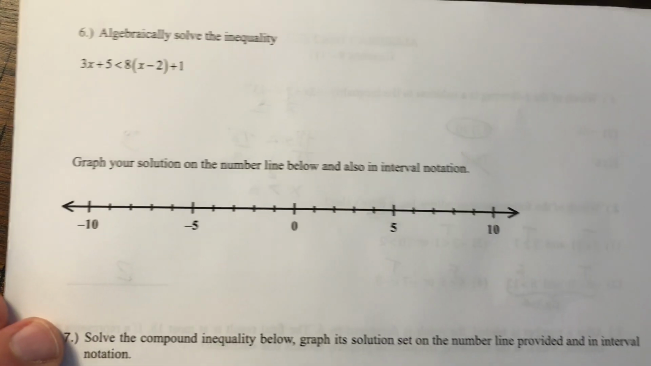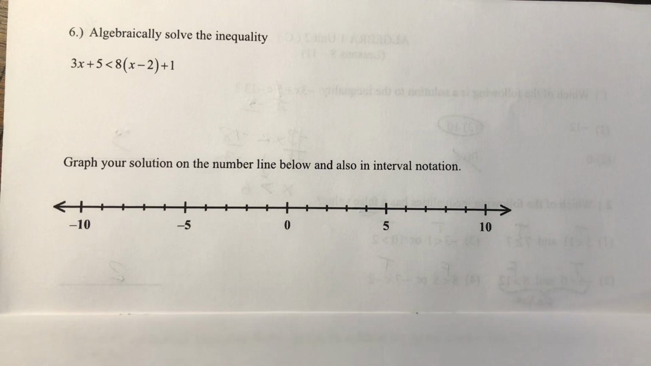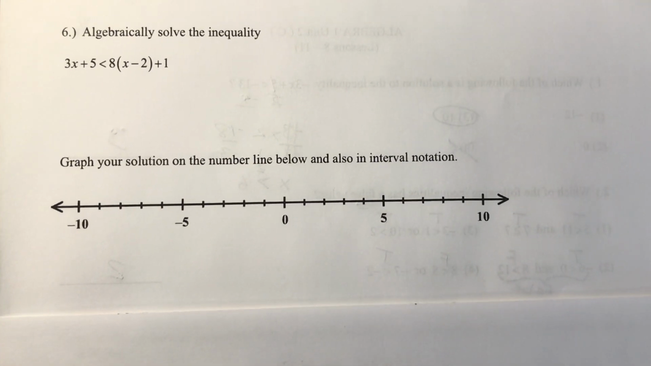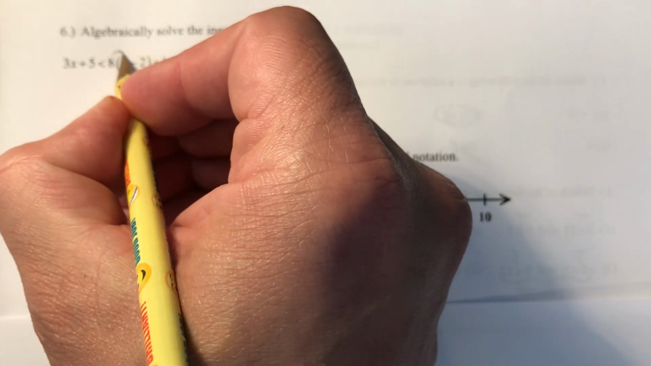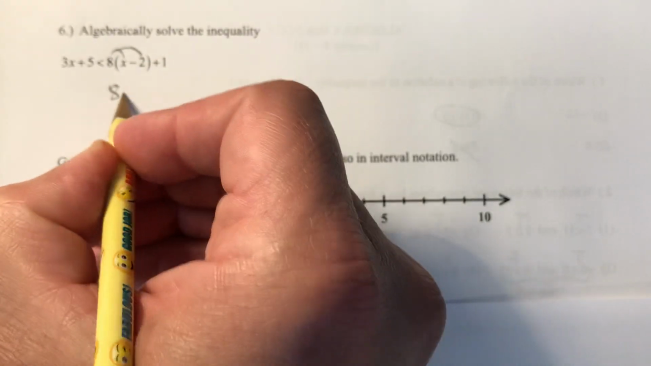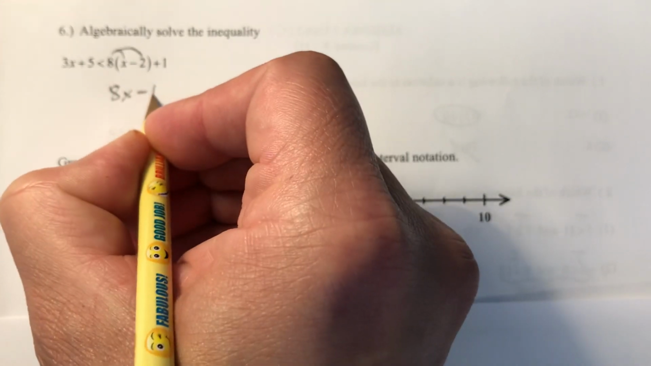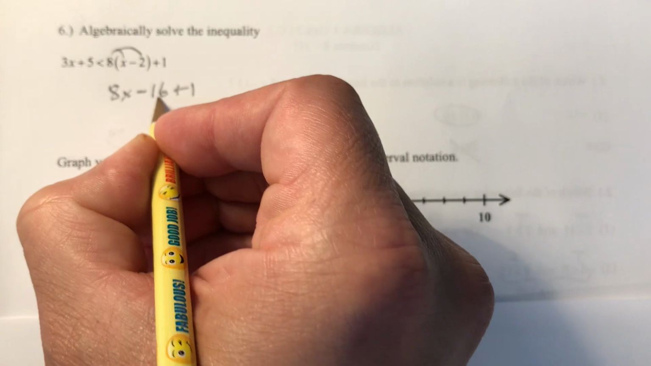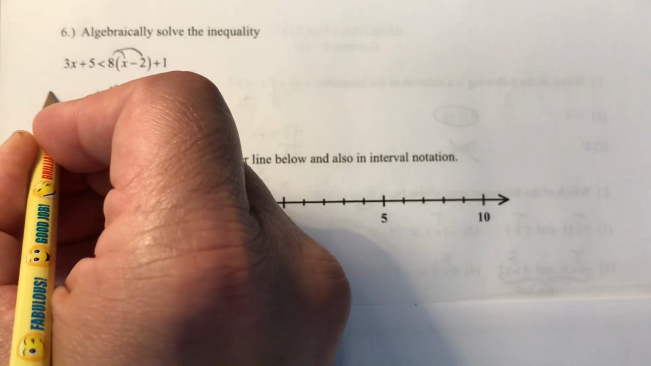And we're looking here at number 6. And this is a solving question, which means you're going to do all your normal solving. Distributive property. Make sure that you actually multiply 8 times x and the 8 times the 2, so you've got minus 16. Most of the time, that's where the mistake is right there.